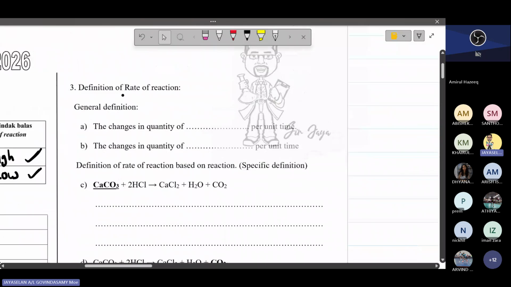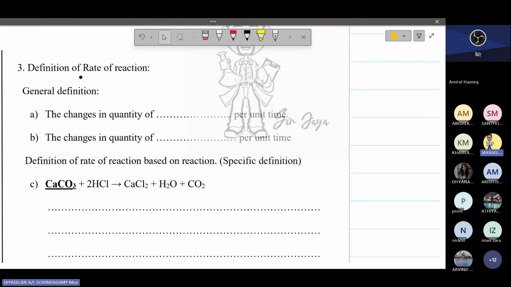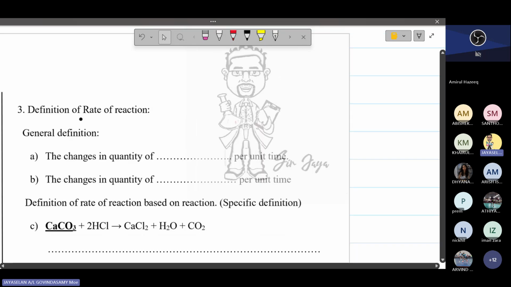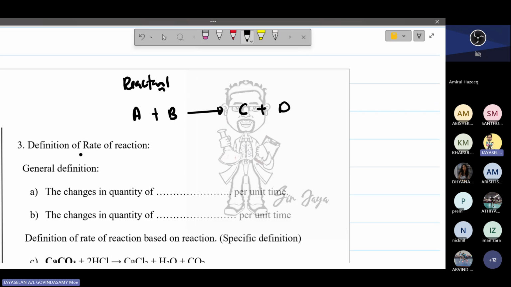Okay, now I go for definition. So for the rate of reaction definition, you need to understand where you have to use the specific definition and where you have to use the general definition. During a chemical reaction, we have A plus B, and you will get C plus D. A plus B is called reactants, bahan tindak balas. After the reaction, you will get product.